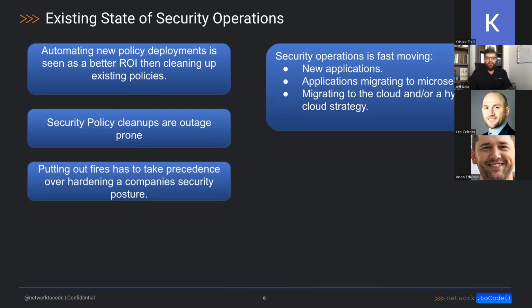Another one, kind of obvious, is that high priority issues have to take precedence over cleanup work. If you have a high priority issue come in or an outage that's happening, you have to focus on that. You have to take that into account before you can really start cleanup work. And essentially that takes precedence over hardening your company's security posture at the same time.